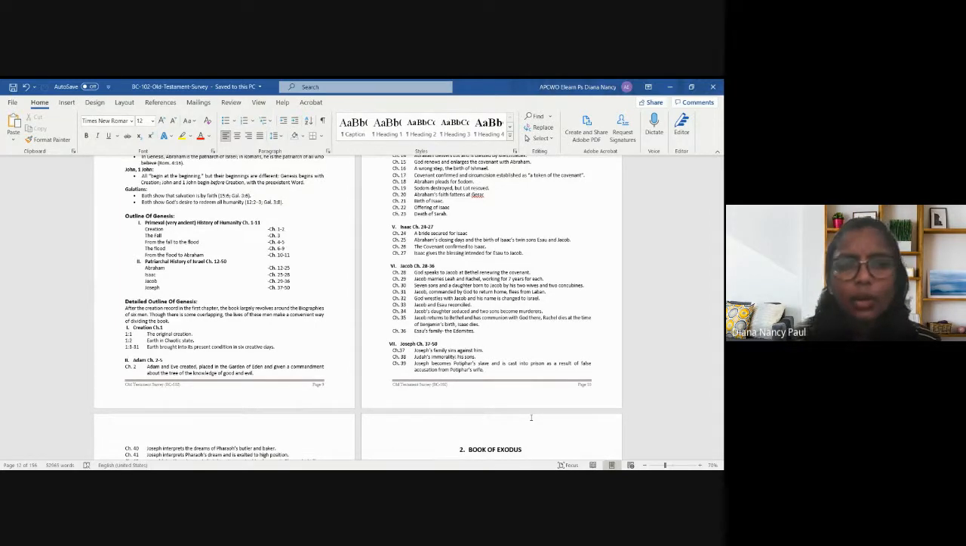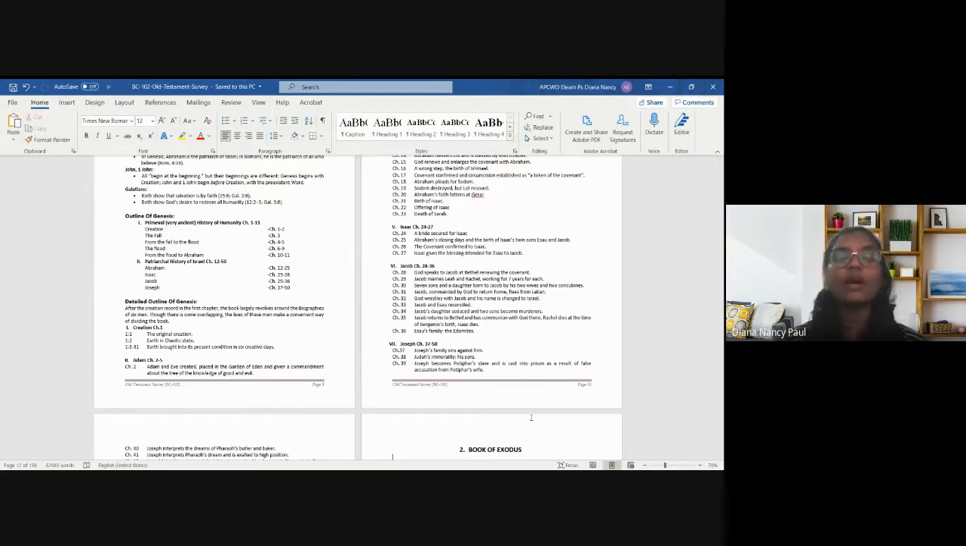And the outline of Genesis. The outline of Genesis is very important so that we know each and every chapter. Chapters 1 to 2 talk about the creation. Chapter 3 talks about the fall. Chapters 4 to 5 talk about the fall to the flood. Then 6 to 9, the flood, and the flood to Abraham in chapters 10 to 11. In chapter 12, we see the call of Abraham.